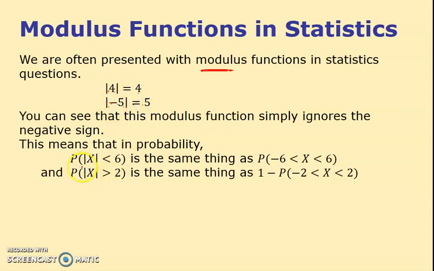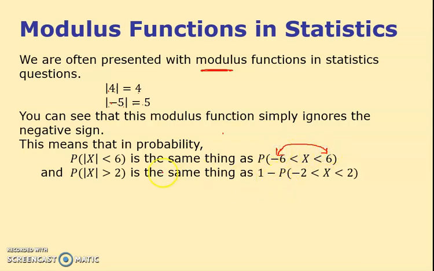So what this means is, if I write the probability that the modulus of X is less than 6, it basically says, well, X, whether it is positive or negative, I'm going to pretend it's positive. Now working backwards, it means it could have been negative. So it could have been minus 5, minus 4, minus 3, minus 2, etc., all the way up to positive 1, 2, 3, 4, 5, 6. So it basically means it can be in between minus 6 and 6.